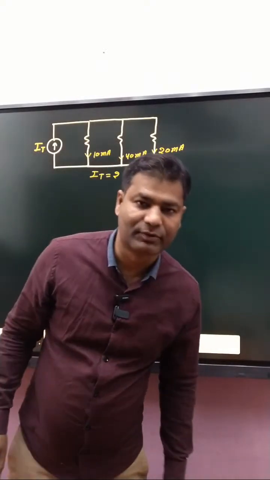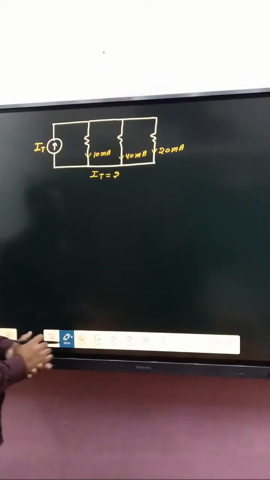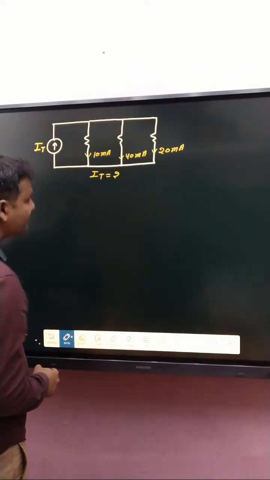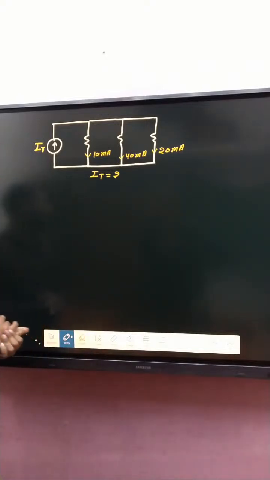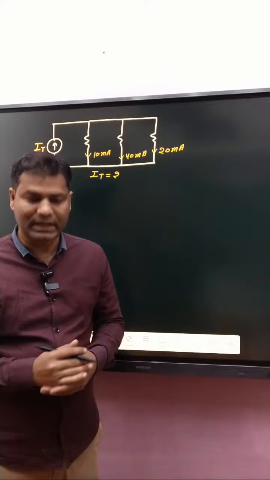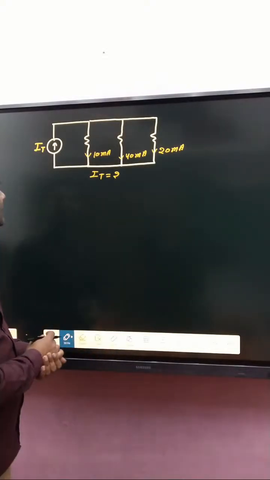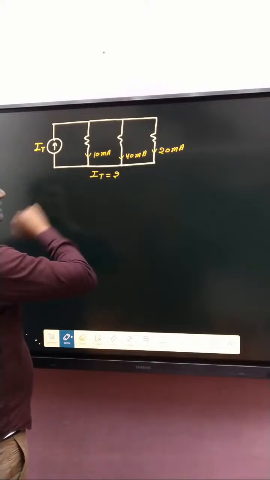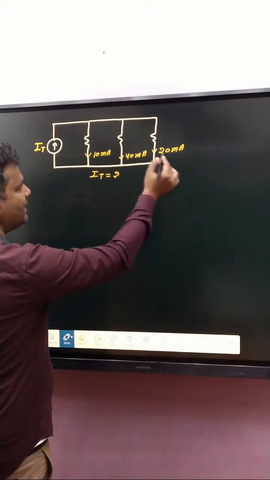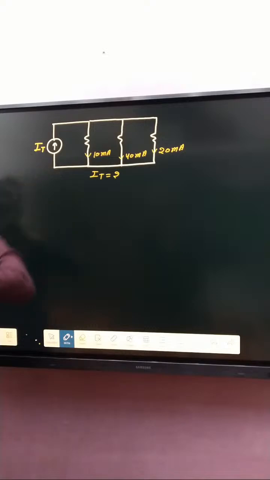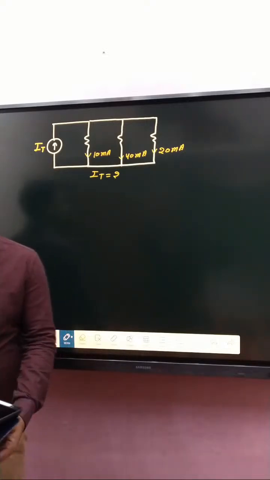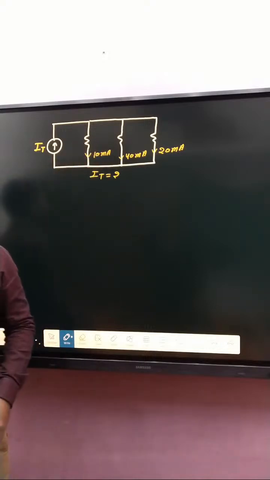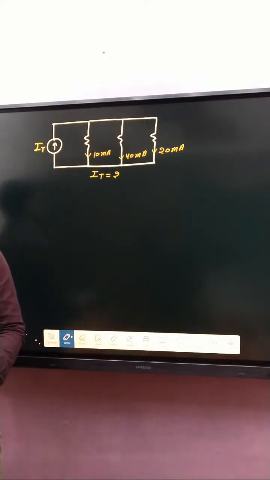Hello everyone. Today we'll focus on KVL KCL based problems. So for beginners, we have taken one problem. What about IT? That branch current is 10 milliampere, that is 40 milliampere, and that is 20 milliampere. Whatever the resistance is here, resistance is not given. So see very carefully.